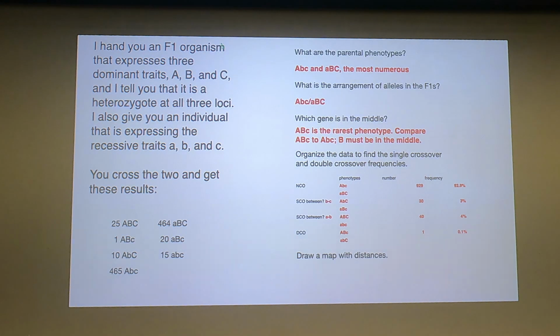Okay, so let's draw a map. What would the map look like? Like that. So notice the distance is 3% plus 0.1%, so 3.1 distance between B and C. 4.1 for B to A. Notice also, I intentionally drew it in reverse order because we don't care about the overall order. Either way works.